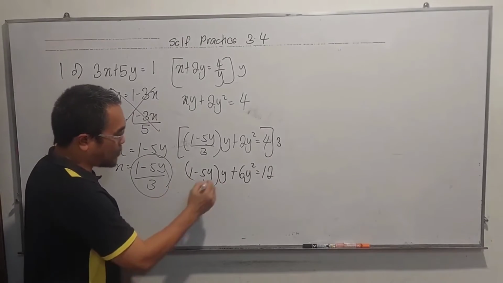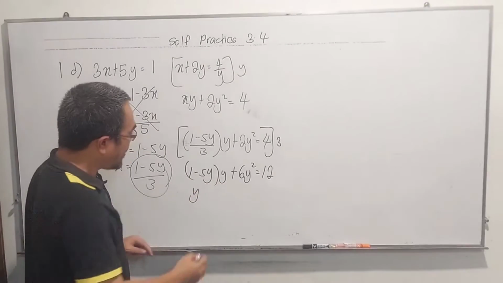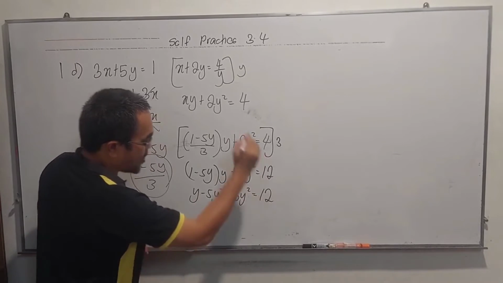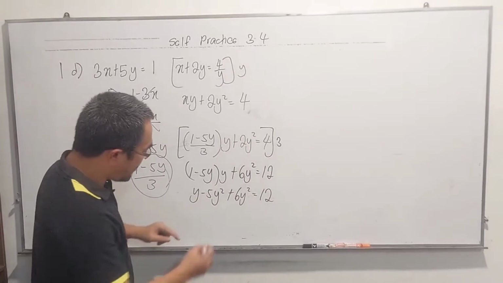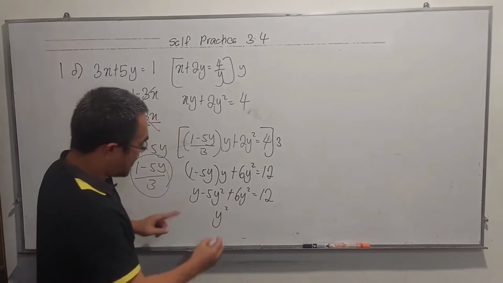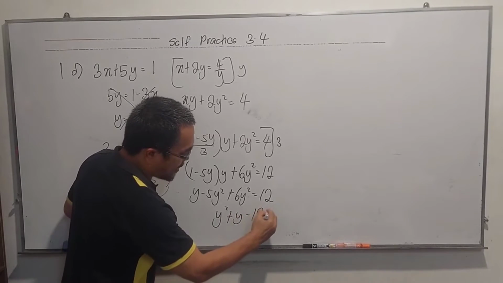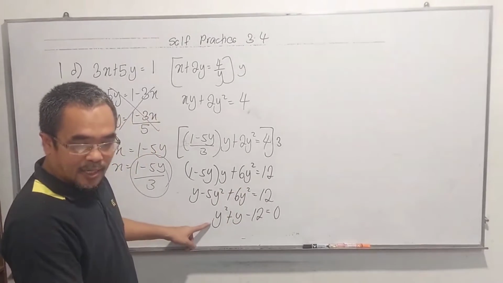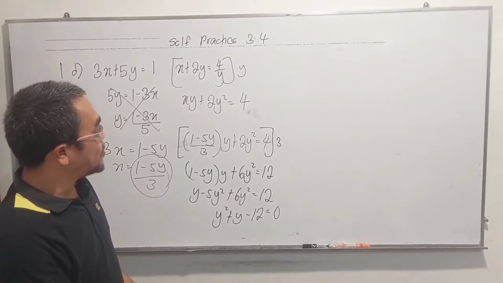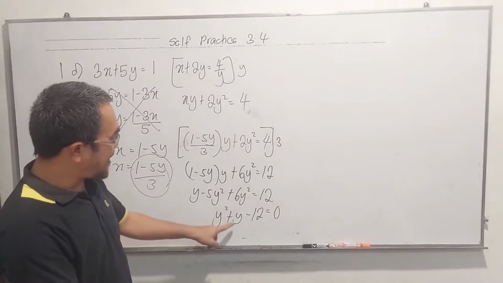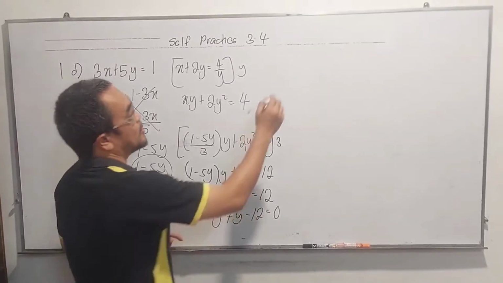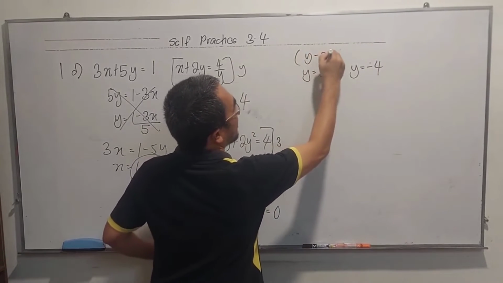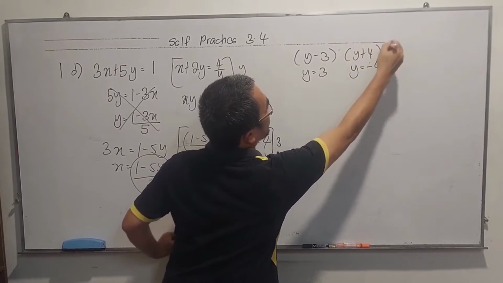Expand the bracket. 1 times y is y. Negative 5y times y is negative 5y squared. Plus 6y squared equals 12. Simplify here: 6 minus 5 will be 1y squared. Then plus y minus 12 equals 0. Then help me whether we can do factorization, without using the formula. A is 1, B is 1, C is negative 12. 3 and negative 4. So the factorization is y minus 3, y plus 4 equals 0.